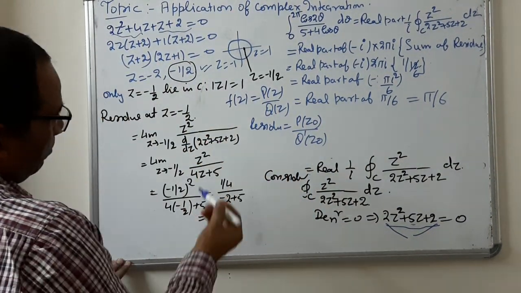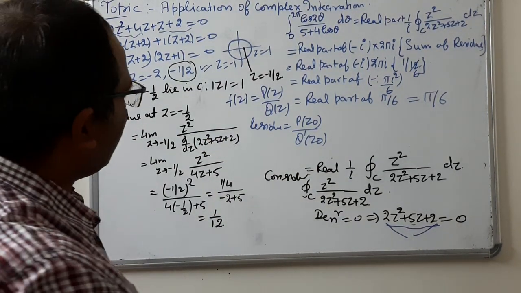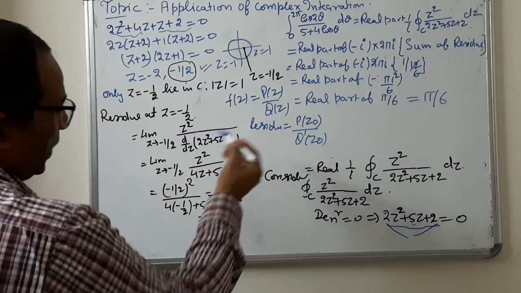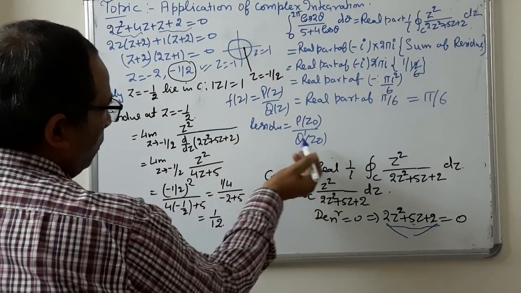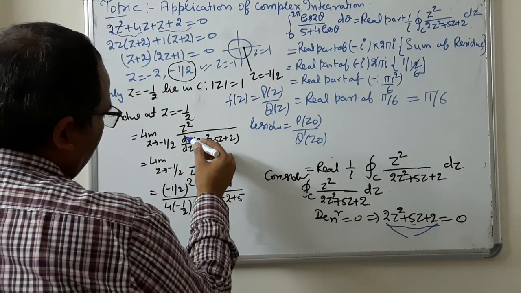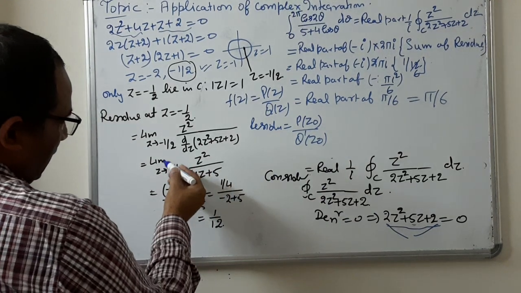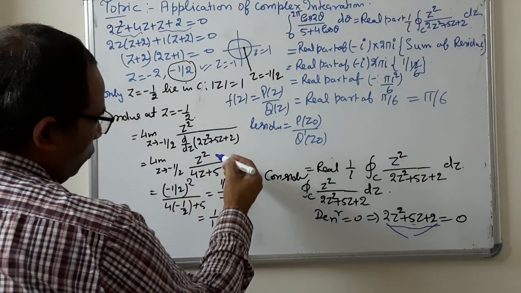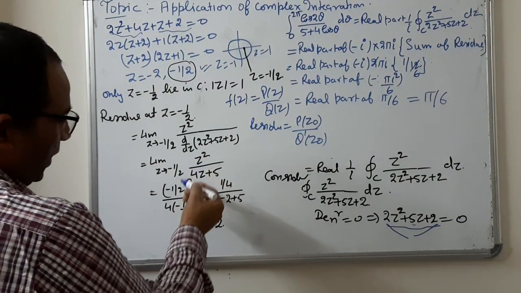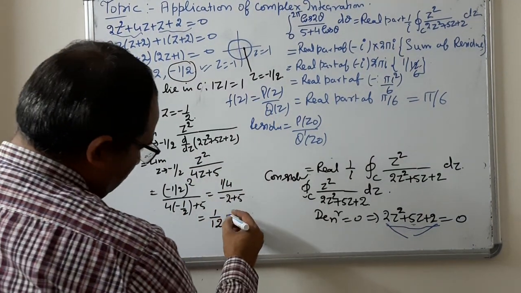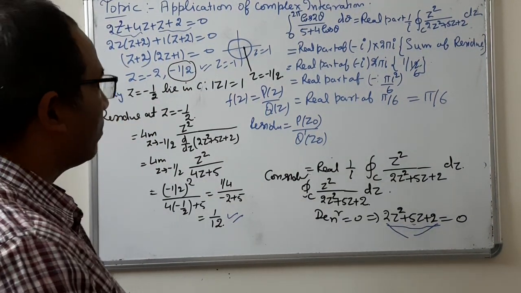Here p(z) is equal to z square. Then you can see z square is not equal to 0 at z equal to minus 1 by 2. So apply this formula: limit z tending to minus 1 by 2, z square upon the differentiation of the denominator, that means d by dz of 2z square plus 5z plus 2. We get from here limit z tending to minus 1 by 2, z square upon 4z plus 5. Put the value z equal to minus 1 by 2 here, we get 1 upon 12. So the residue at z equal to minus 1 by 2 is equal to 1 upon 12.